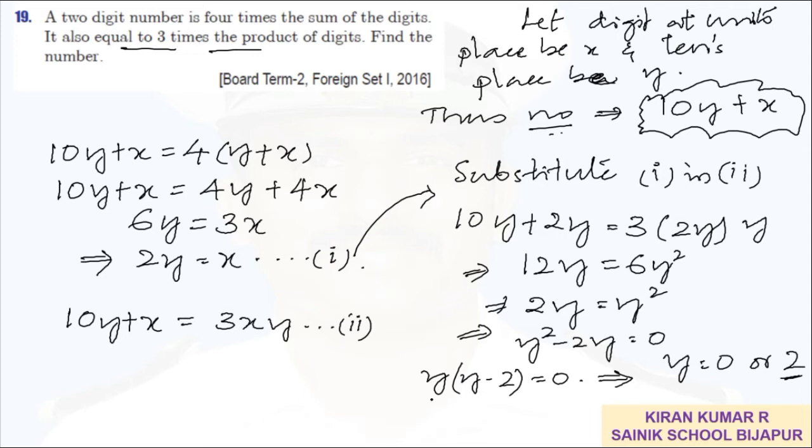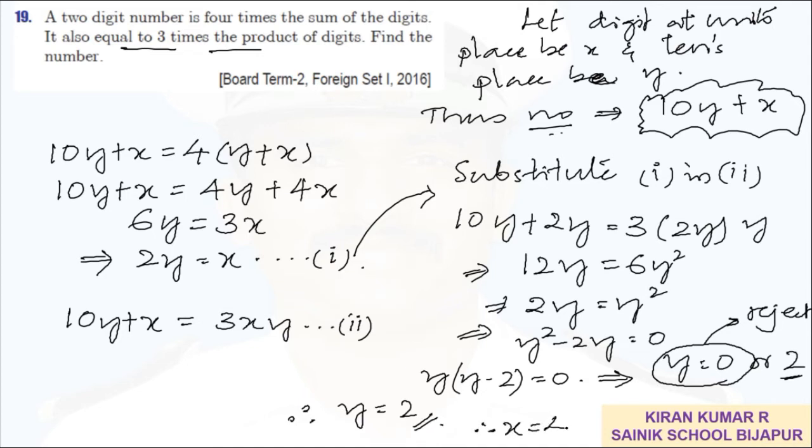The number at the tens place should not be equal to 0. So this should be rejected. Therefore the y value I have to take as 2. Therefore x value becomes 4. So what is the number? The given number is 10y plus x. So 20 plus 4, 24 is the number.